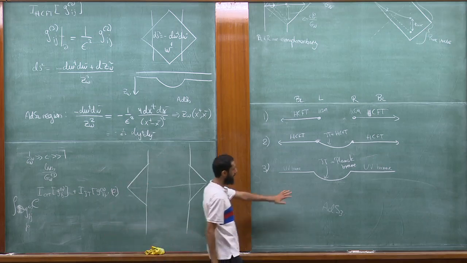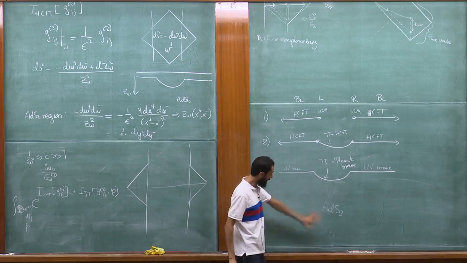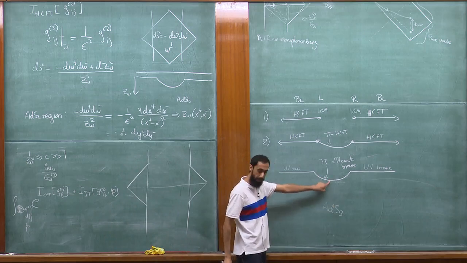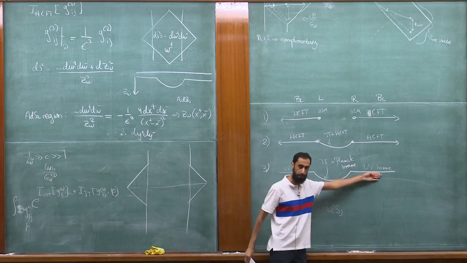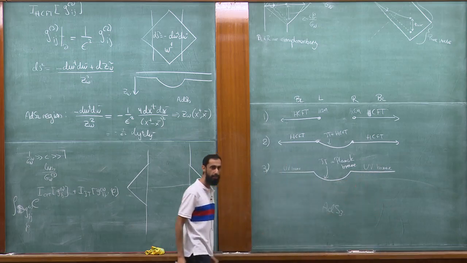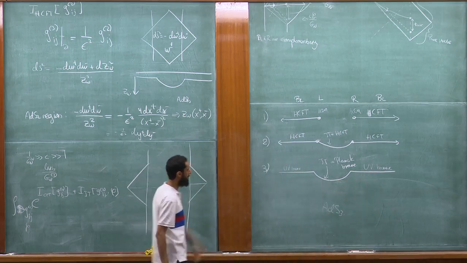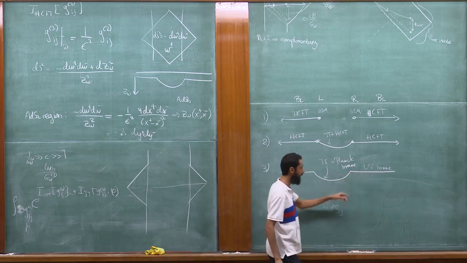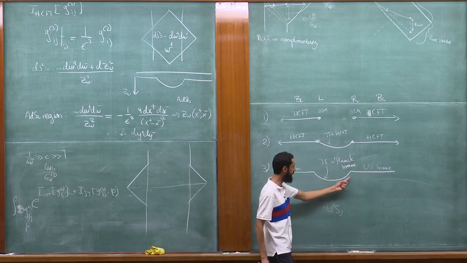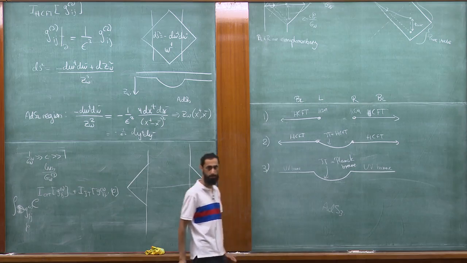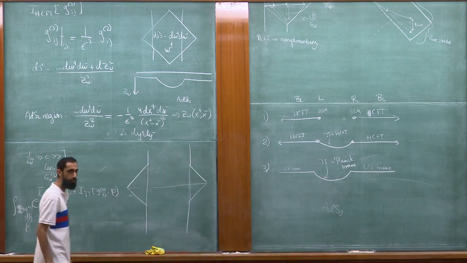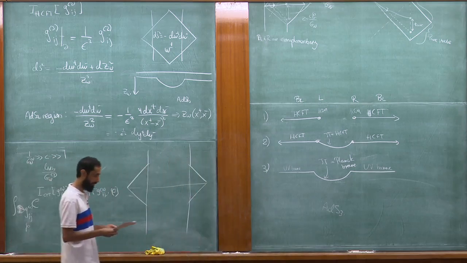But in this bulk theory, we have dynamical gravity here, we have dynamical gravity here, but we don't have dynamical gravity here and here, because that conformal factor is not infinity. Yes. This line and this line are much farther towards infinity than this one. Yes. Exactly.